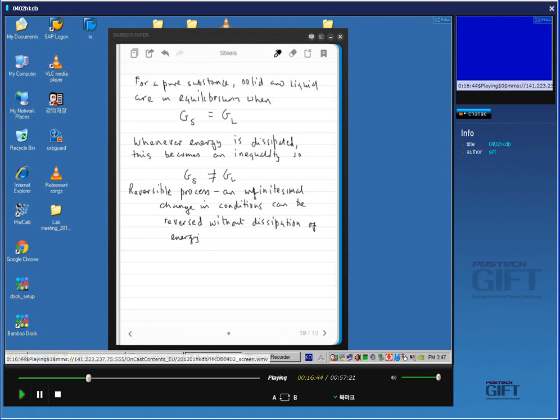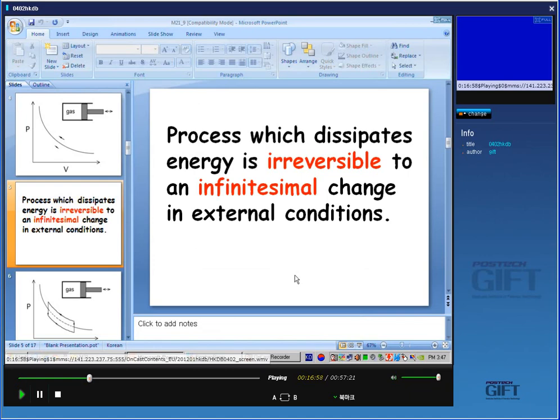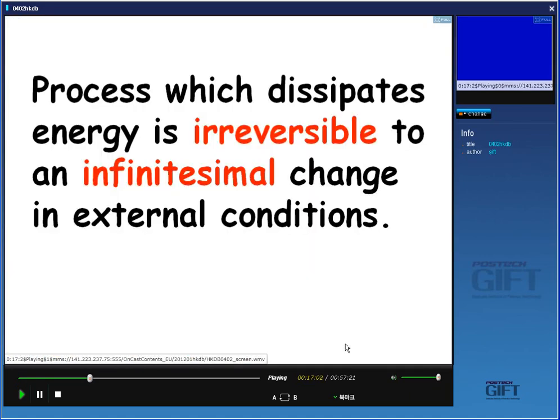The analogy we used was that of a frictionless piston in a cylinder containing an ideal gas. Now, if I contrast that with a process which is irreversible, then it is a process which dissipates energy and is irreversible to an infinitesimal change in external conditions.